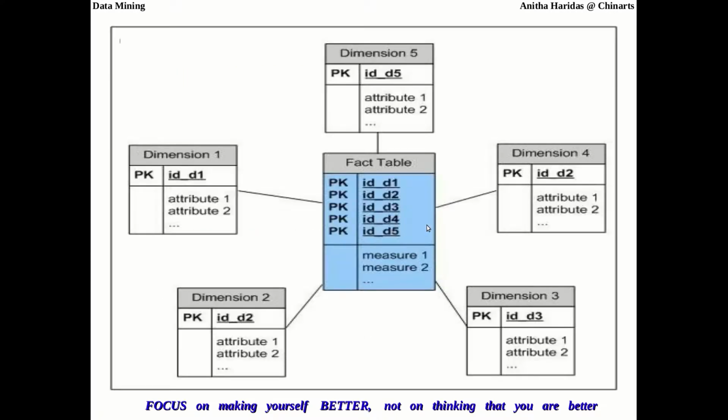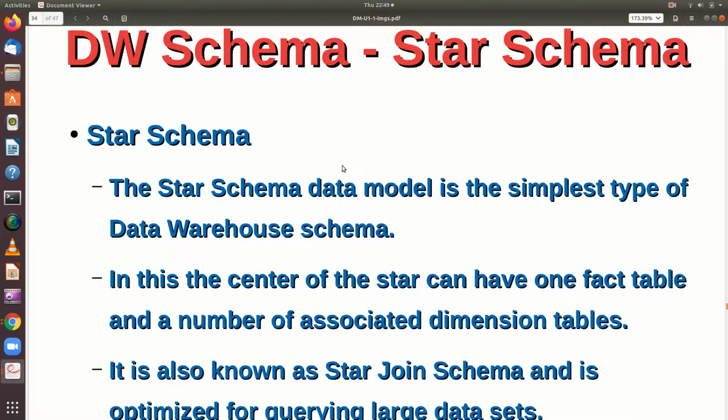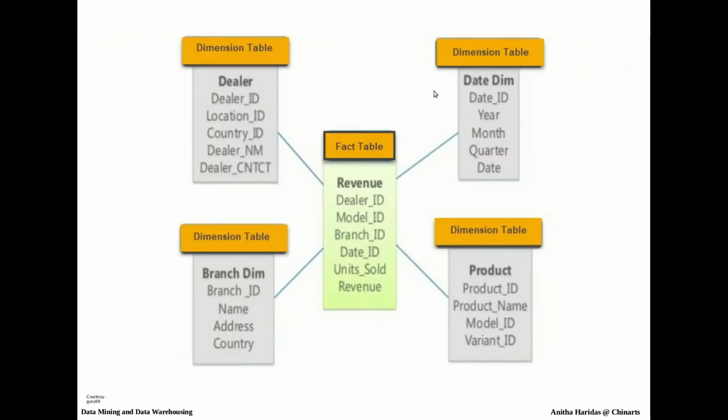I will show you an example of star schema. Another example, we have already seen: star schema is the simplest type of data warehouse schema. Here the center of the star will have one fact table and a number of associated dimension tables, and it is also known as star join schema and is optimized for querying large data sets. And this is another example.